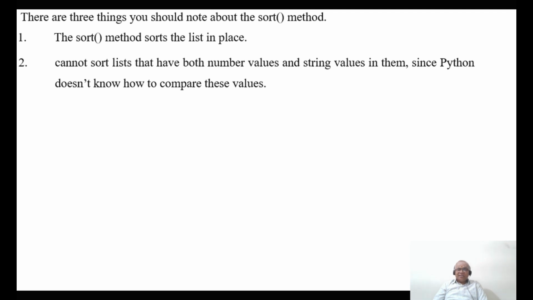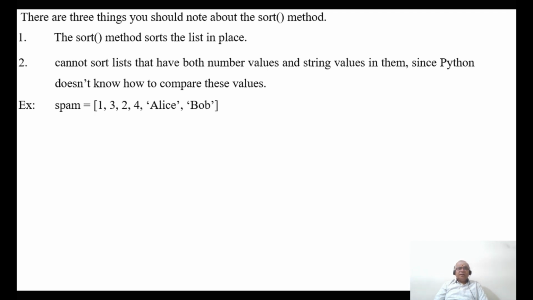Python cannot sort lists that have both number values and string values in them. That means it can sort only the number values, or it can sort only the string values. But if a list contains both number values as well as string values, Python will not understand what it should do, and you are going to get an error message.